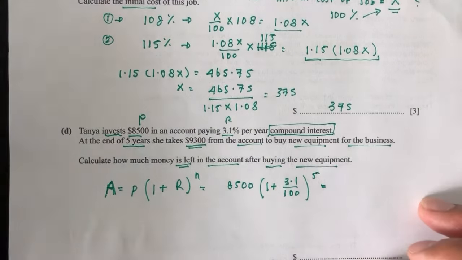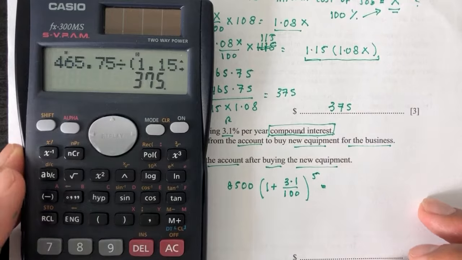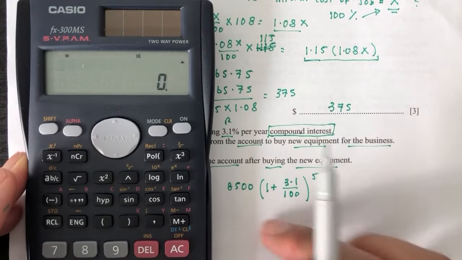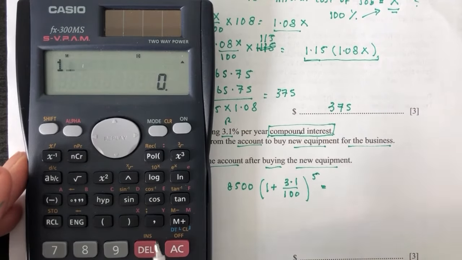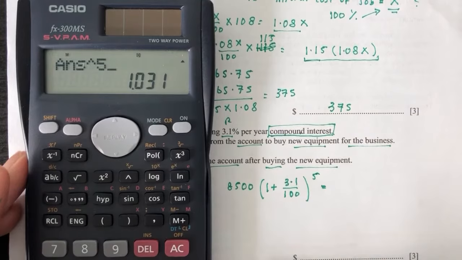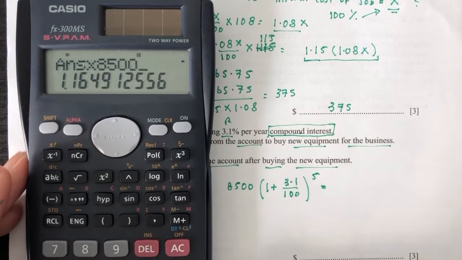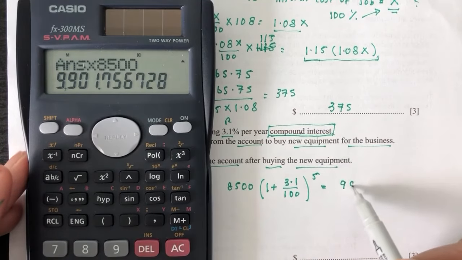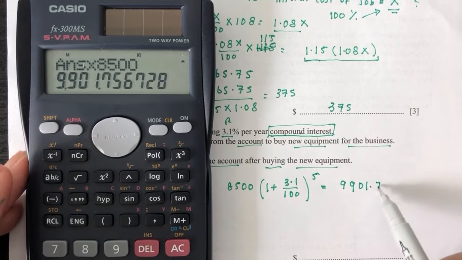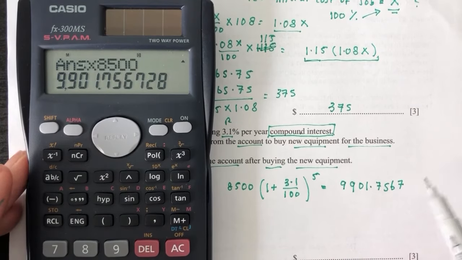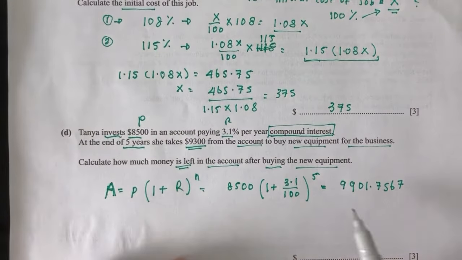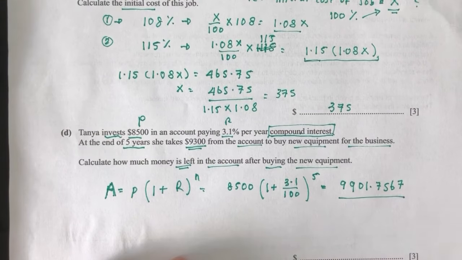So now we have to use our calculator again. We have to work from the inside out. So inside is 1 plus 3.1 divided by 100. Now to the power 5, times 8,500. You will have 9901.7567. Okay, so that is the amount of money at the end of 5 years before buying the equipment.